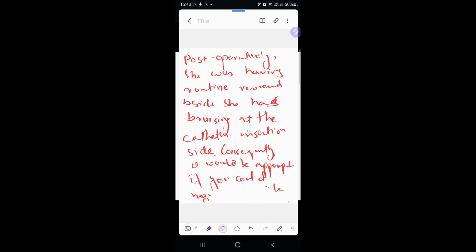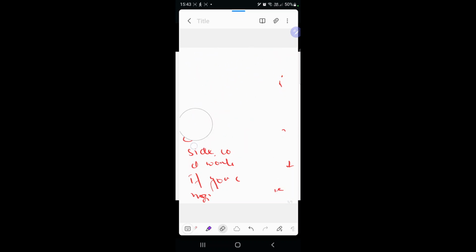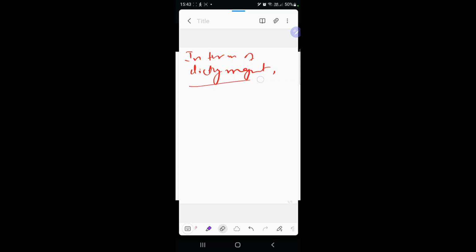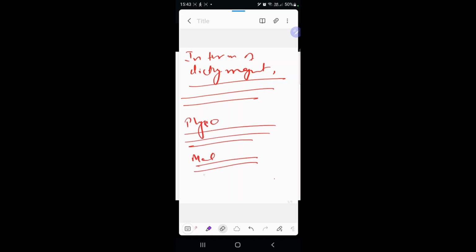Similarly, you can say in terms of dietary management, then we can write down about a diet. Then afterward we can write down about the physio, then medicine compliance, and at the end we can write down the conclusion, and here you can write down social history and social isolation point. Okay, I hope this will help you out.